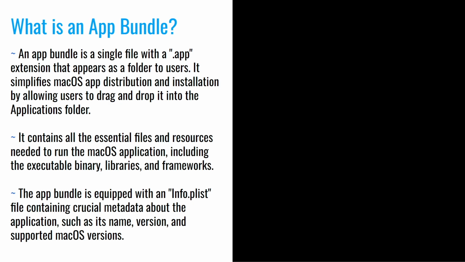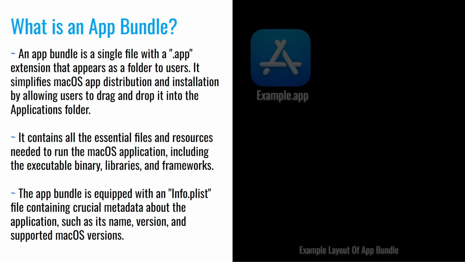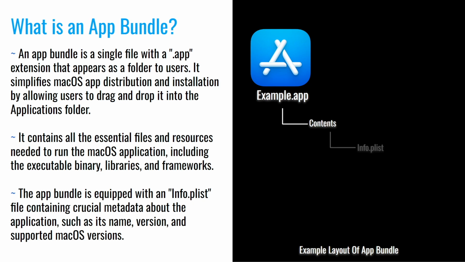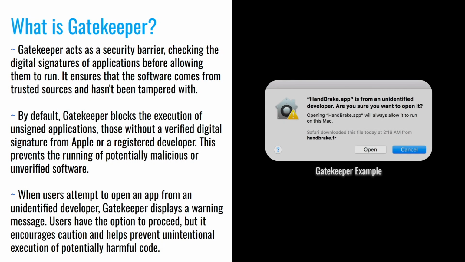It contains all the essential files and resources needed to run the macOS application, including the executable binary, libraries, and frameworks. The app bundle is equipped with an Info.plist file containing crucial metadata about the application, such as its name, version, and supported macOS versions. On the right-hand side, we have an example layout of an app bundle, within which there is a Contents directory which contains different directories and files, such as Info.plist, PkgInfo, Resources, and the MacOS directory, which contains the main executable, in this case, example.